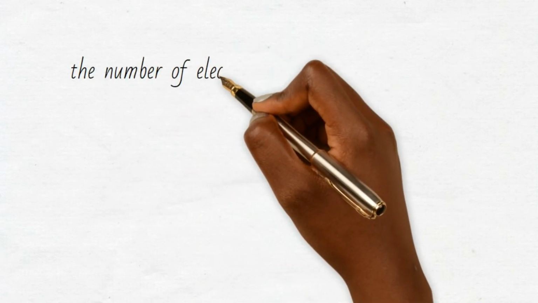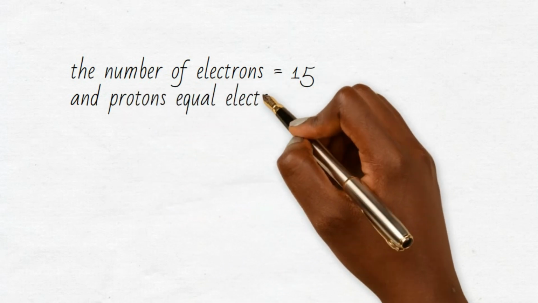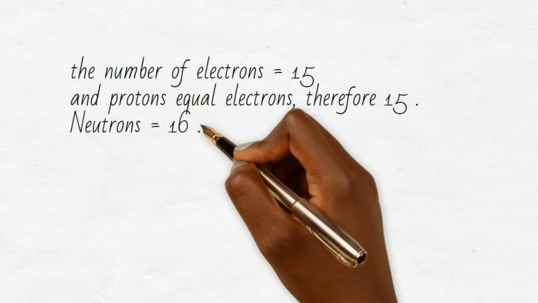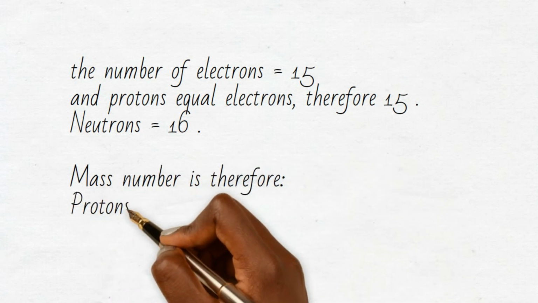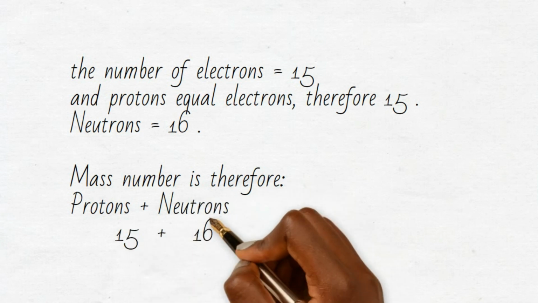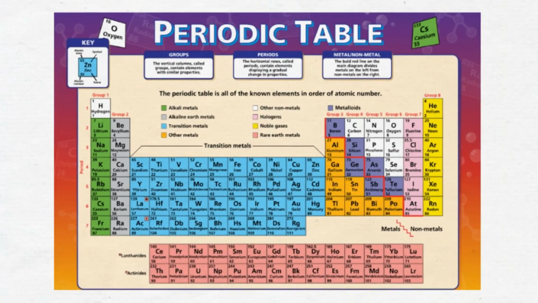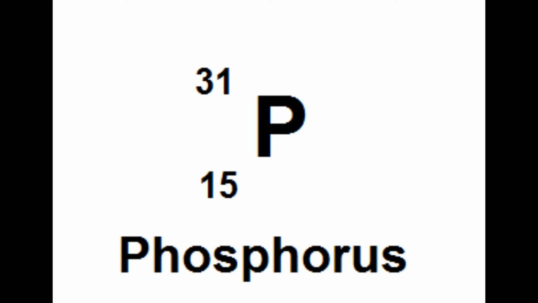Job well done. What information do we have? The number of electrons is 15, and protons must equal electrons in a neutral element, so that's 15. And we were given the neutrons as 16. To find the mass number, we add the number of protons plus the number of neutrons, which turns out to be 31. Then we count 15 steps starting from hydrogen. We landed on P. So the unknown element is phosphorus, which has a mass number of 31 and an atomic number of 15.